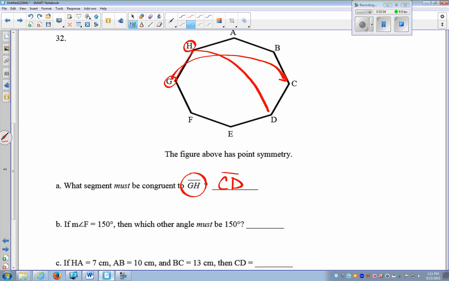If angle F is 150 degrees, what other angle must be congruent, or must also be 150 degrees? So here's angle F, that's 150. What angle goes with angle F according to point symmetry? That means it has to be a 180 degree rotation. So F goes with B, which means angle B must also be 150 degrees.